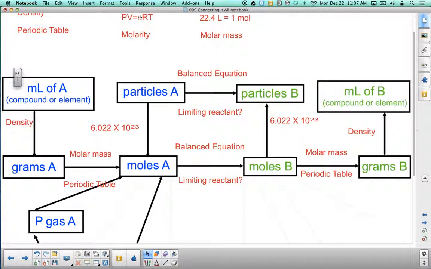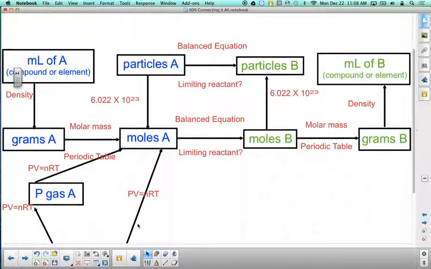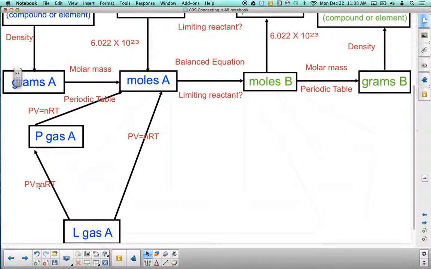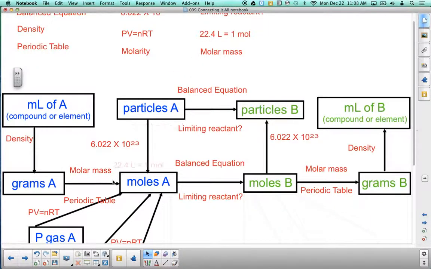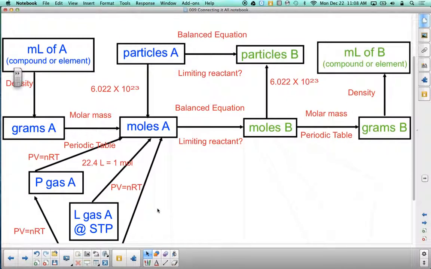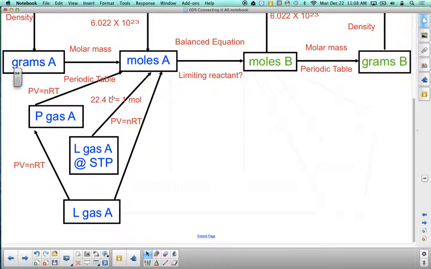The link being our ideal gas law. And sometimes, when you're working with gases, you'll get fortunate enough that the gas will actually be at standard temperature and pressure, or STP, and you end up not having to use PV equals nRT, but can instead use the shortcut of knowing that 22.4 liters of gas represents 1 mole of gas at standard temperature and pressure.